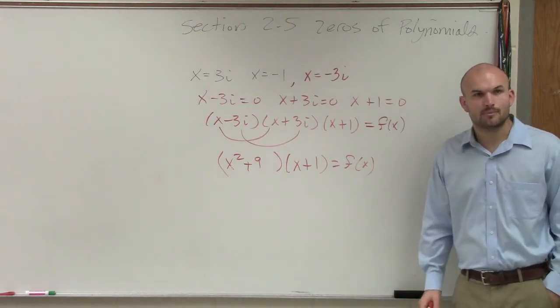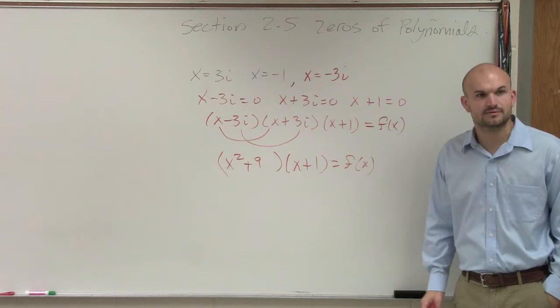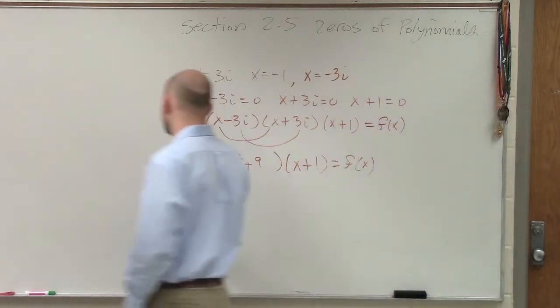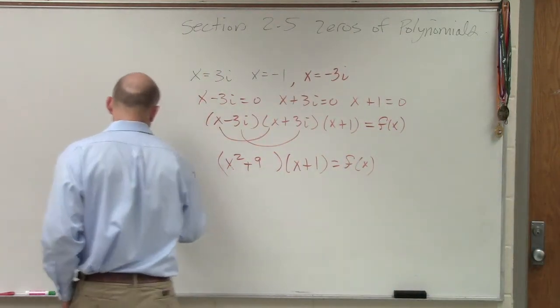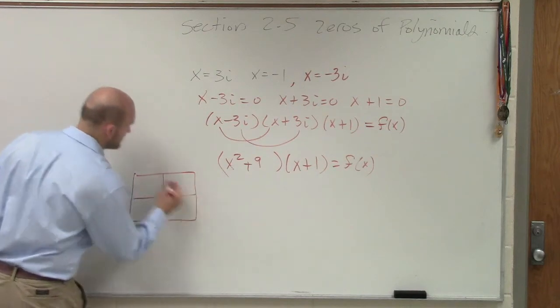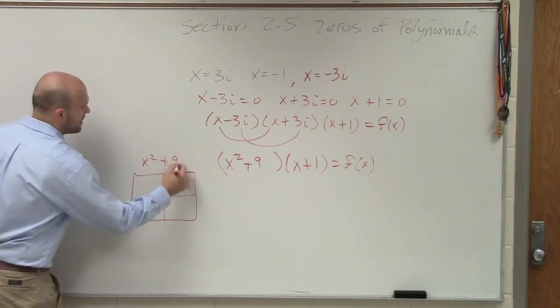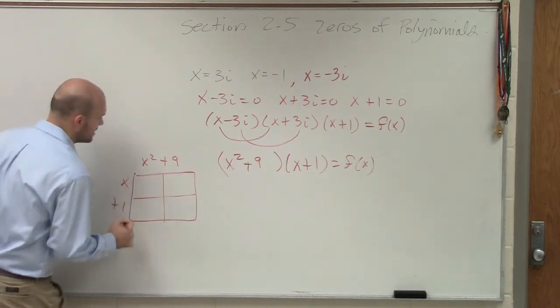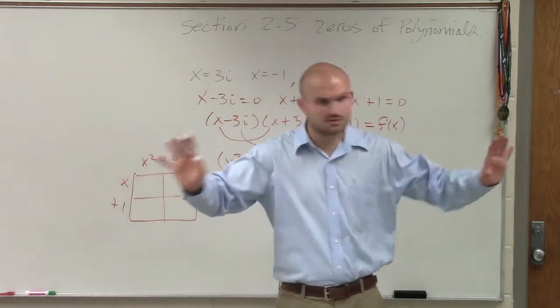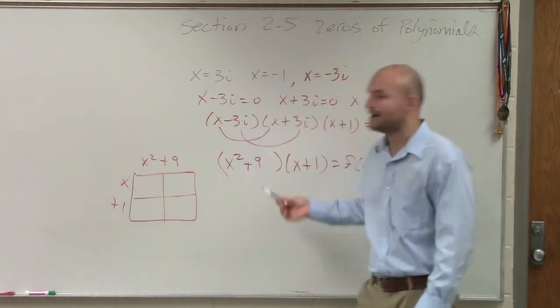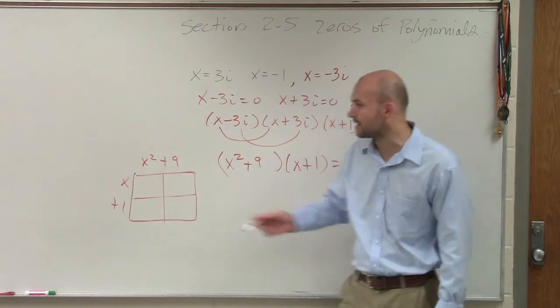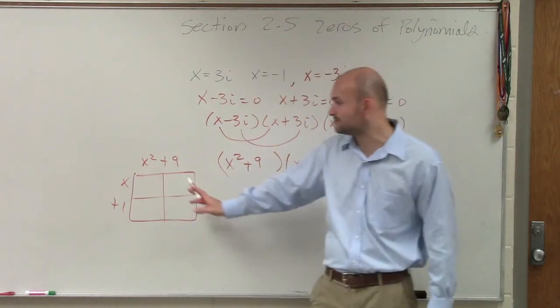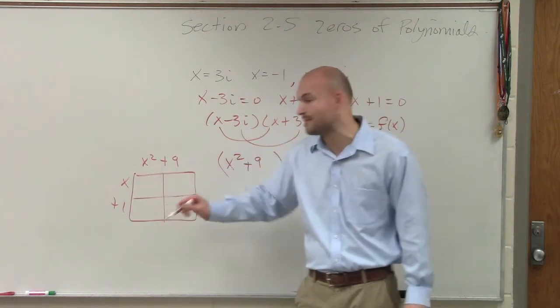Can we now apply FOIL or the box method? When multiplying these, I like to apply the box method. It just helps me organize everything. So I write one binomial up here, and I write the other one on the side. You can apply FOIL. FOIL's cool. I like FOIL. I also like this though, because it just keeps everything organized.